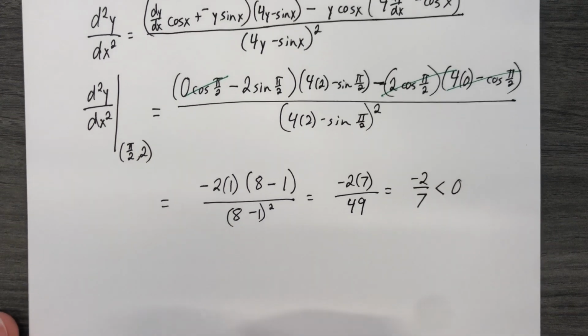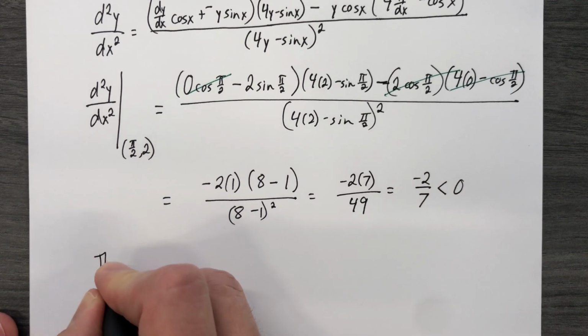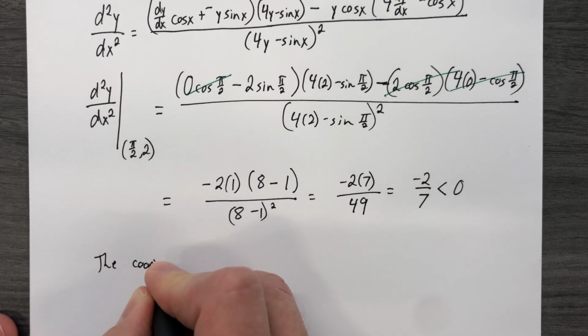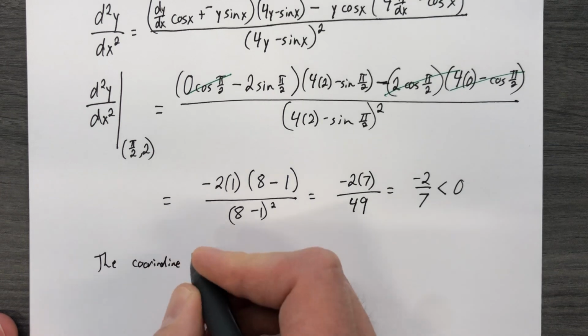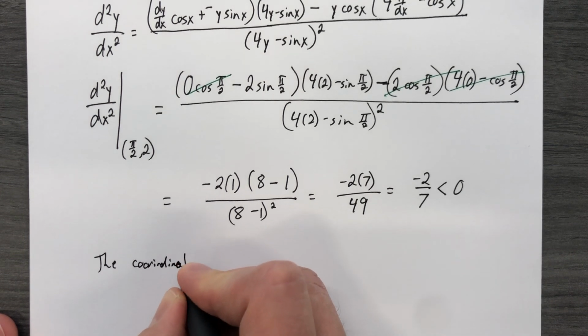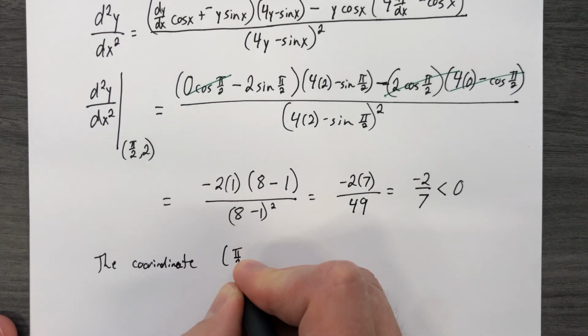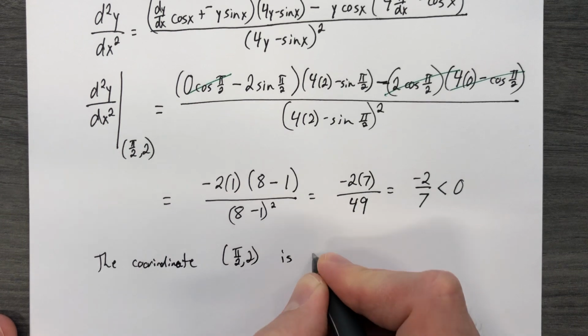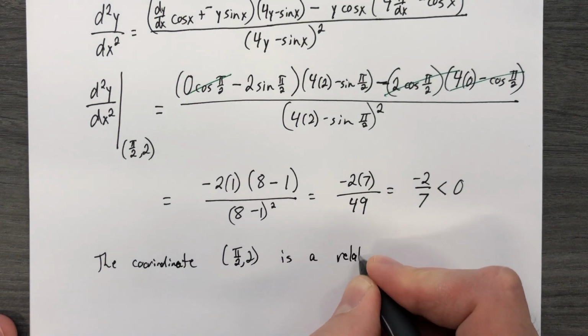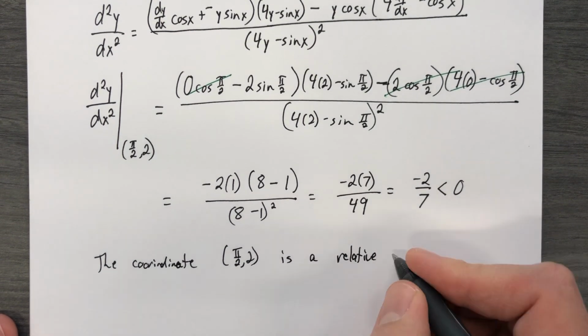Justify your answer. Okay, the coordinate. I could have just listed the coordinate. Coordinate pi over 2 comma 2 is a relative of mine. It's my second cousin. No, I'm kidding.